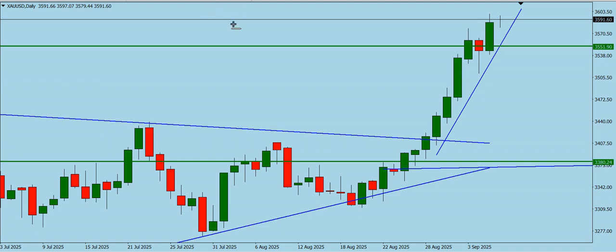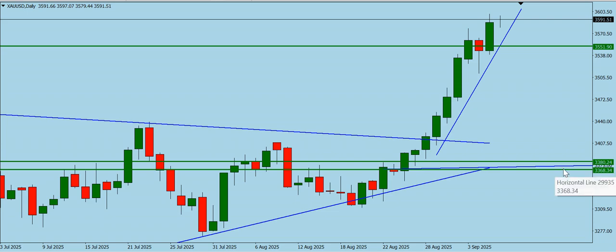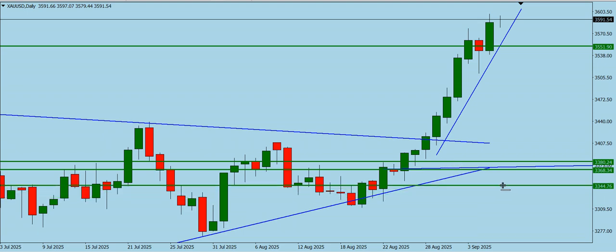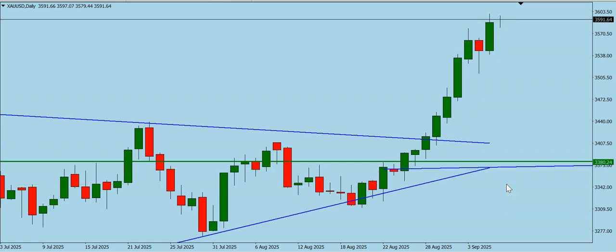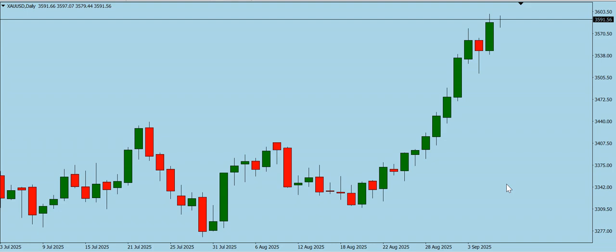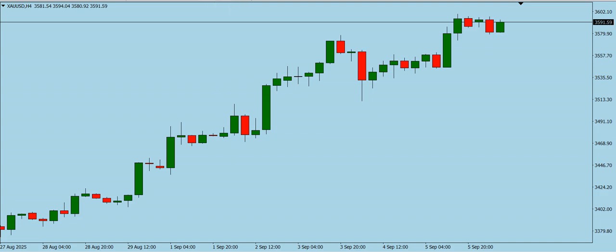But if that fails, we have the next stop at 3368. And if that fails, we have the next one at 3346. But for now, the likely direction is upward, as the bullish trend is strong. We have a strong bullish trend in place.